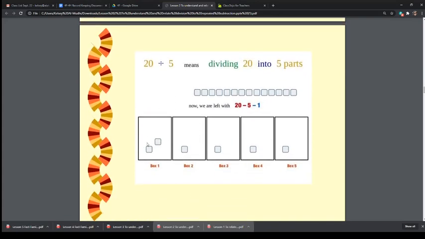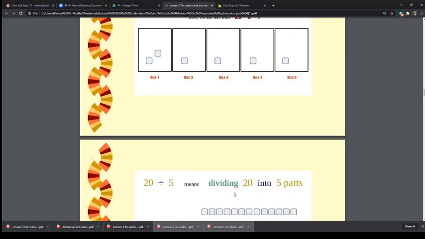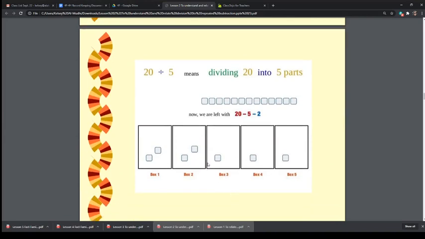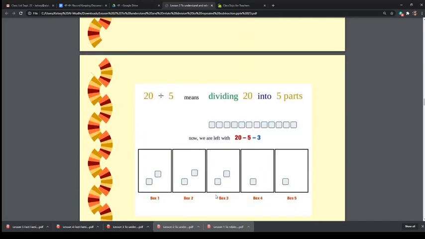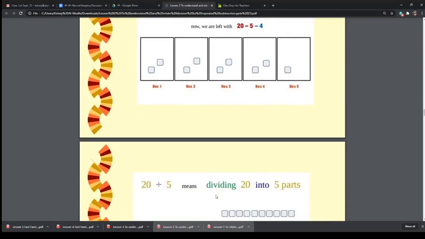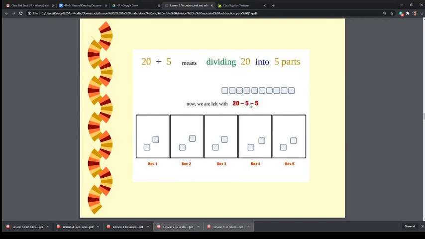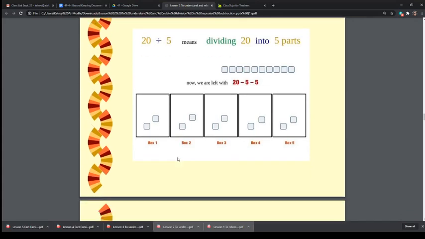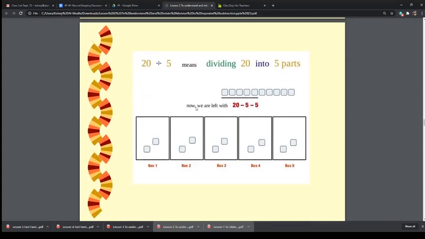And here again, when we start adding more than one square to a box, we have to add another subtraction. So this would be 20 minus 5, because there are 5 boxes, minus 1 again, because this box has 2. And again, it would be the same when you continue to add squares to the 5 boxes, until you get to 20 minus 5 minus 5. Now we are left with 20 minus 5 minus 5.